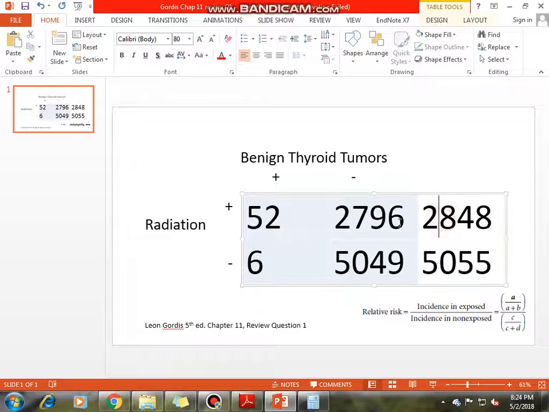So in order to calculate incidence, obviously you need to have the number of new cases, which is 52. So 52 divided by 2848 will give you this number, and in order to get this number you will calculate it through dividing 6 by 5055.